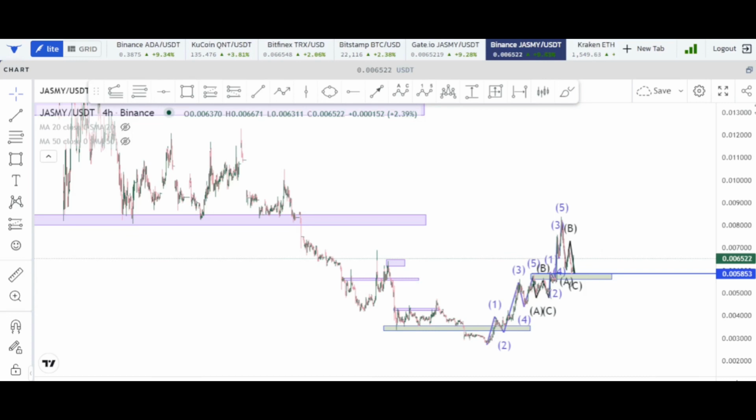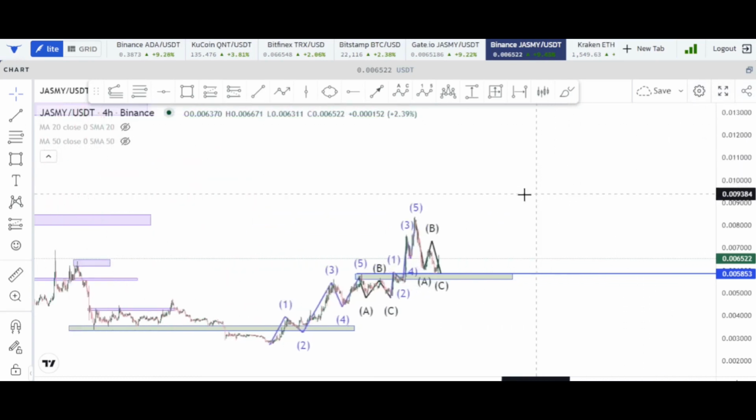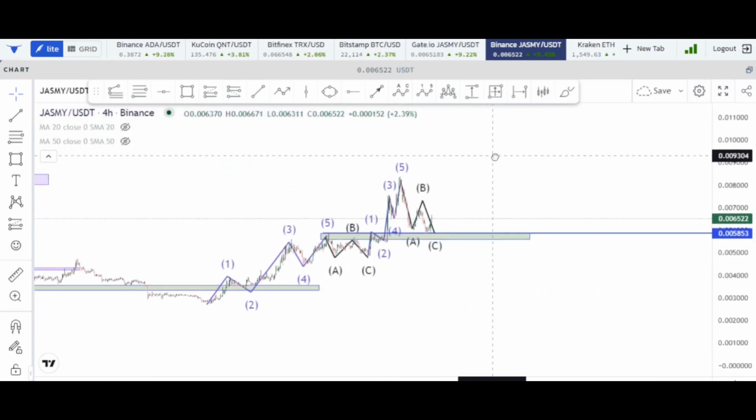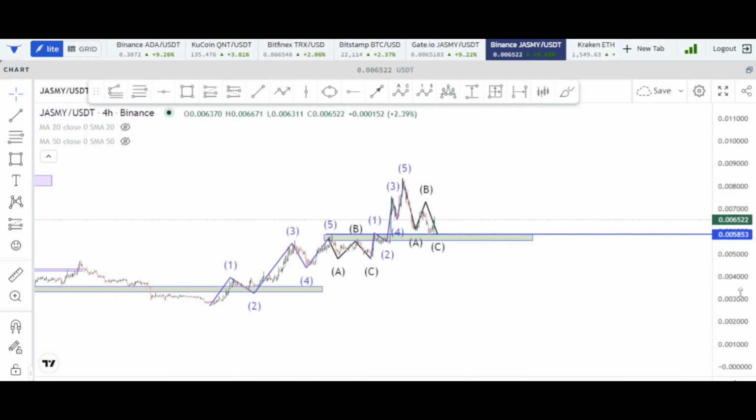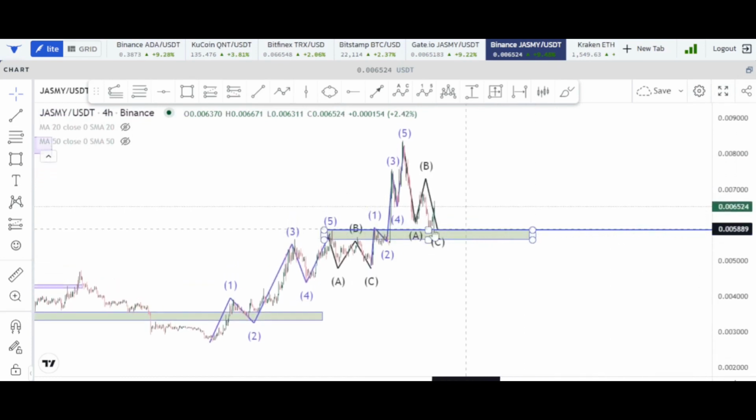Without me running my mouth too much, let me get into the real stuff. In yesterday's video, we were looking at the Elliott wave counts that we have on the Jasmy price set right here, and the thing we were looking for was a bounce off of these lows.